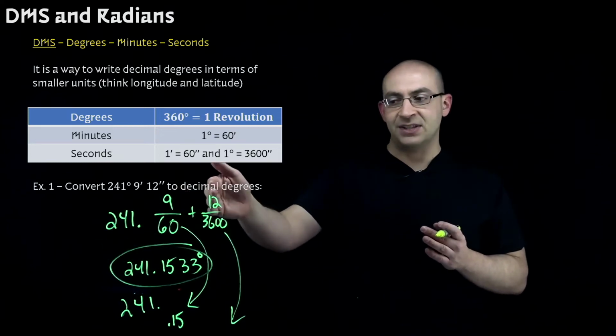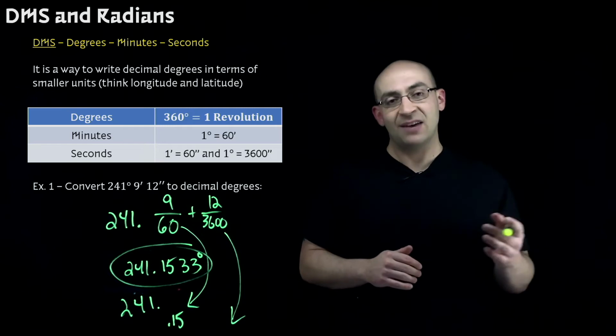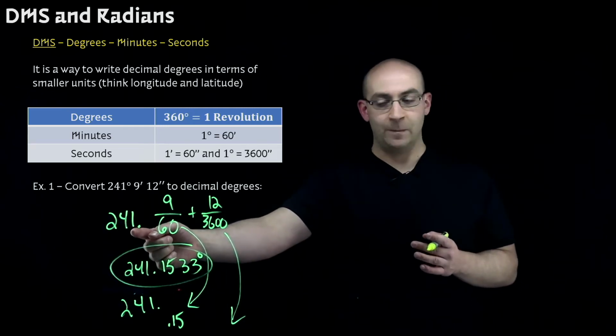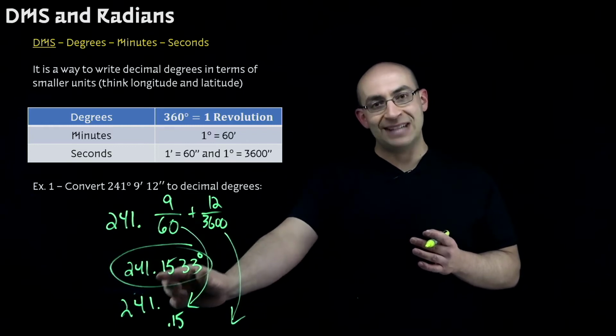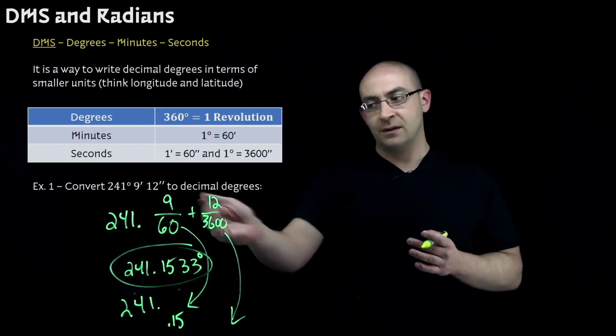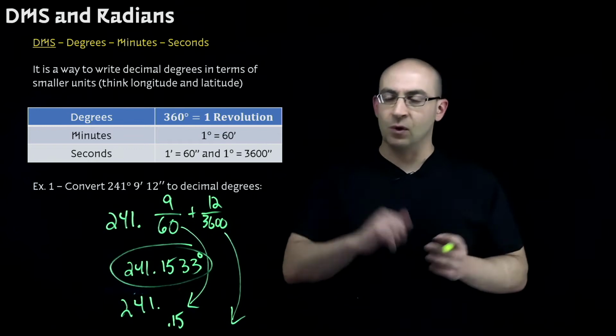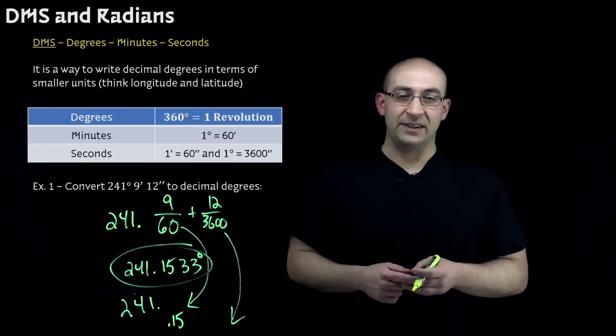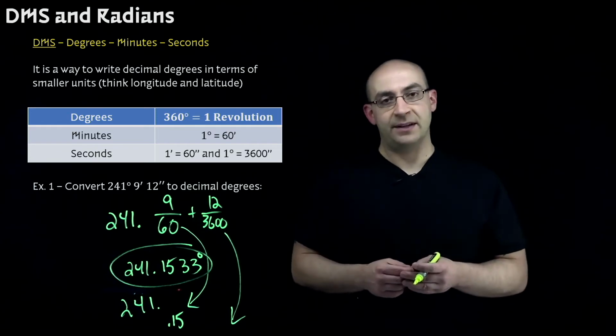The 9 over 60 and the 12 over 3600 isn't big enough by any stretch of the imagination to push this ones place to 2. So we're going to have a very small decimal, comparatively speaking. Let's think of it one more way and we'll move on. If this was 30 over 60, I better have a 0.5 there, because that would be half of the 60.